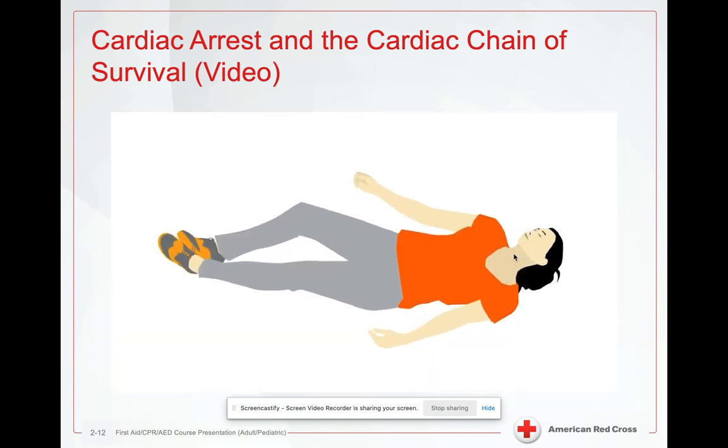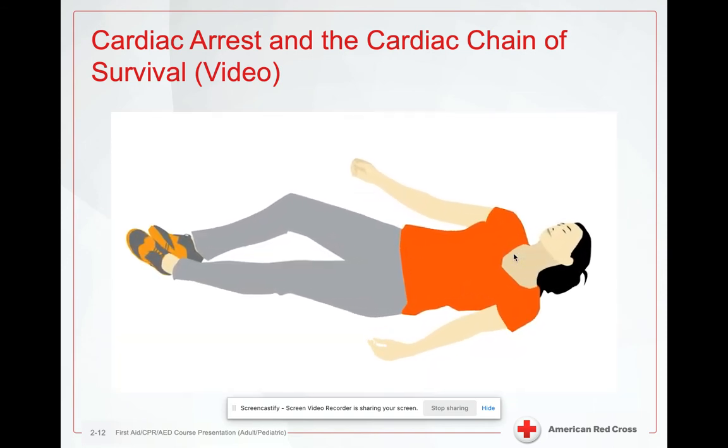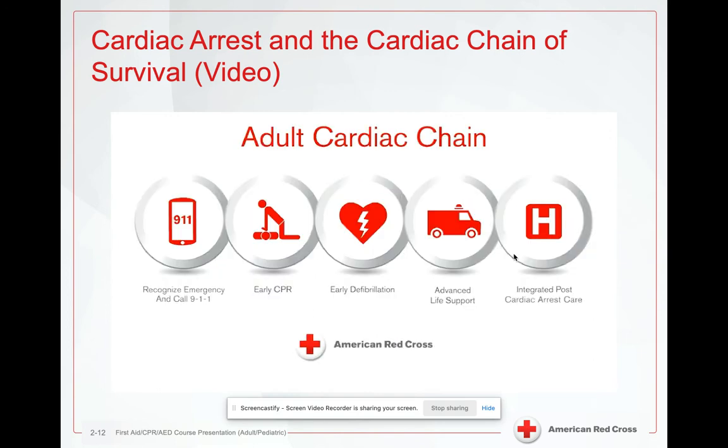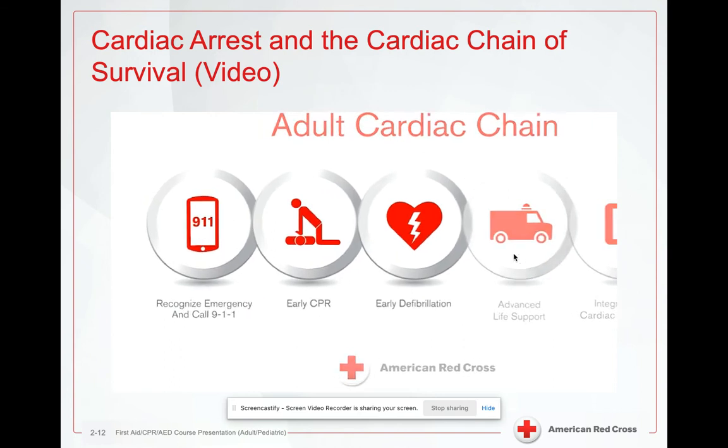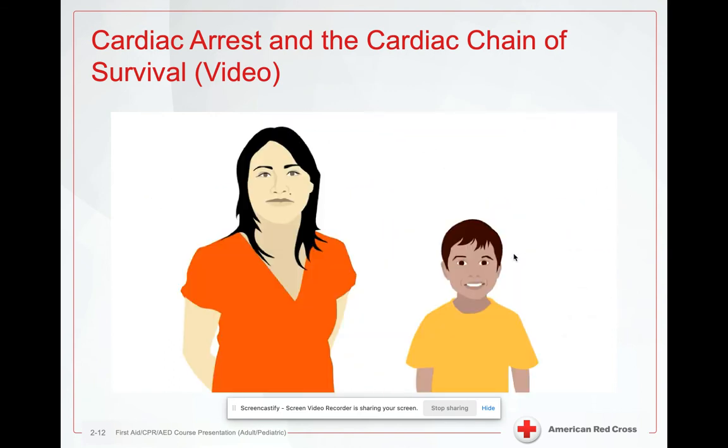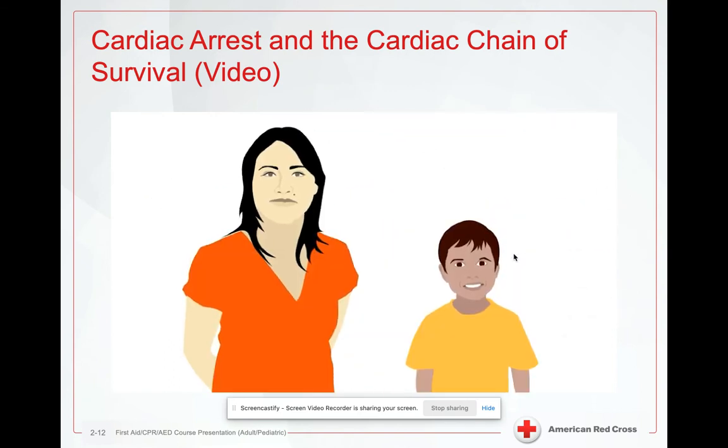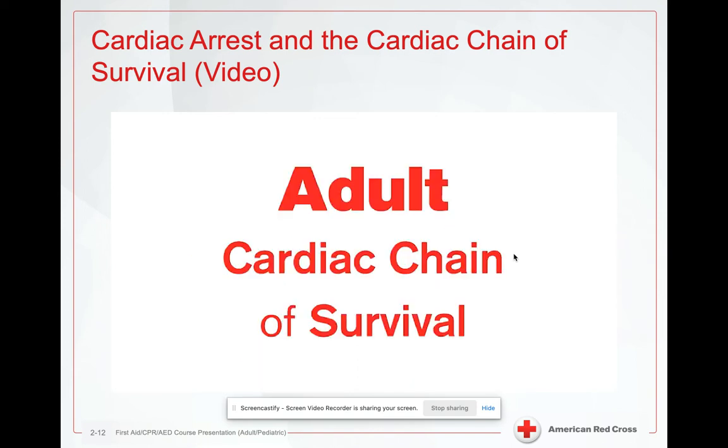When a person is in cardiac arrest, quick action is crucial. The cardiac chain of survival describes 5 actions that, when taken, increase a person's likelihood of surviving cardiac arrest. You have a major role in completing the first 3 actions. There is a cardiac chain of survival for adults and one for children and infants. Let's look at the adult cardiac chain of survival first.